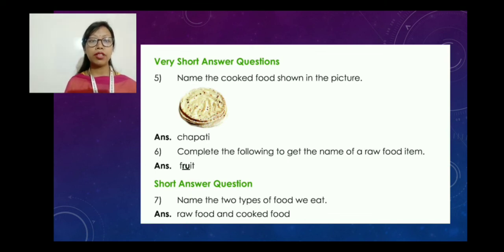Then we have the short answer question. Name the two types of food we eat. So what are the two kinds of food we eat? Raw food and cooked food. So these are the two food that we eat.